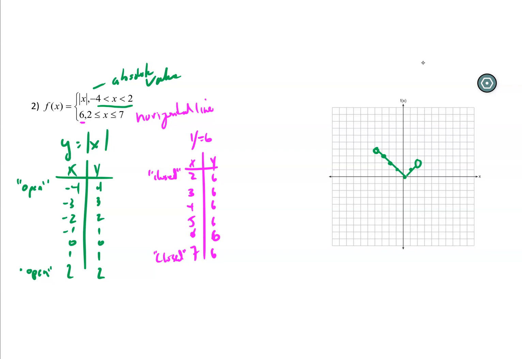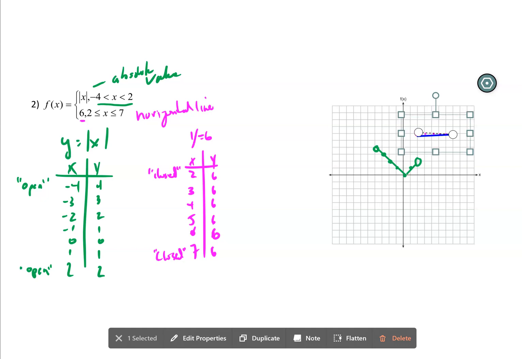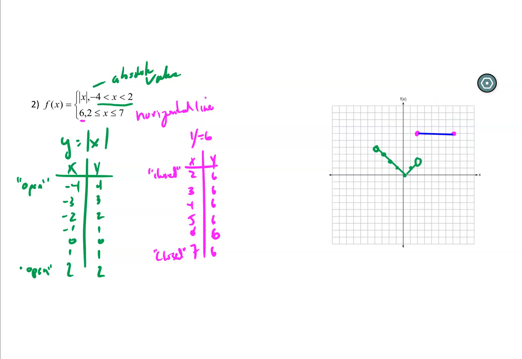And then the other portion is from 2, we got at 2, 6. So that was a closed circle there. And then we got all the way to 7. One more. Right there. I'm just going to do this one in blue since I don't have a pink one here. Oops. Make that a little bit nicer. That looks better. And there we go.